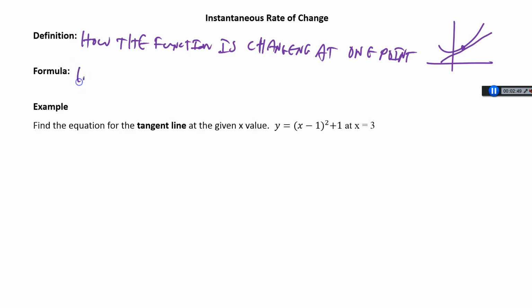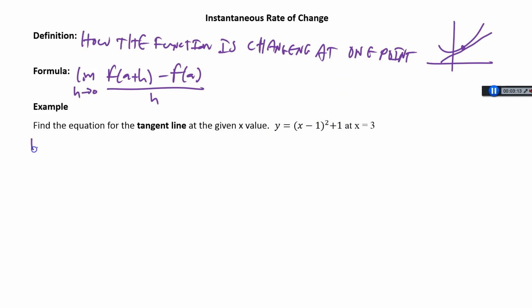So the formula for this is just going to be the limit of our difference quotient. So the limit as h approaches 0, f of a plus h minus f of a divided by h. And if we plug in 0, we get 0 over 0 every time, because you're finding the slope of 1 point. But we have some ways to algebraically work around that. So let's take a look. Find the equation of the tangent line at y equals x minus 1 squared plus 1 at x equals 3.